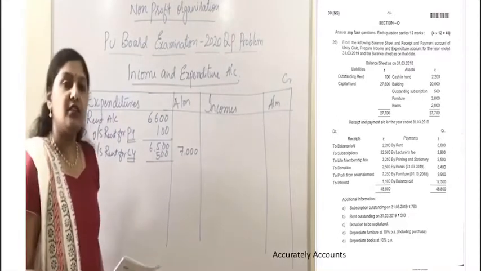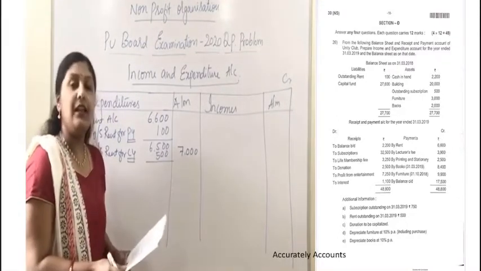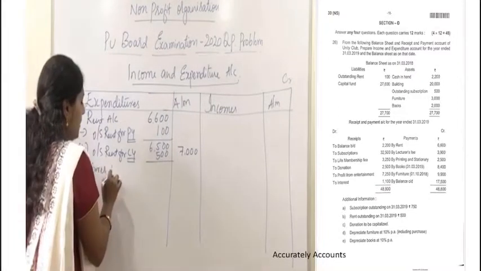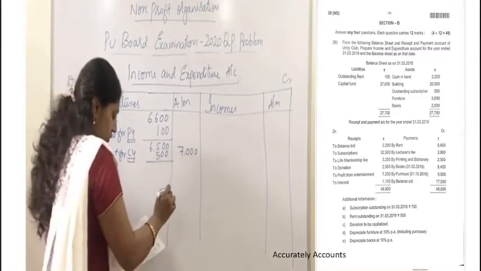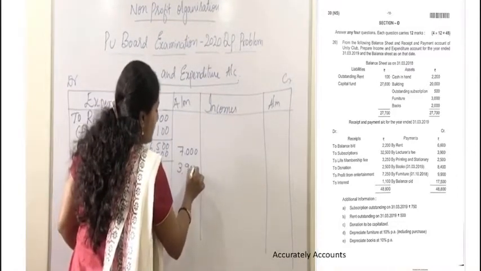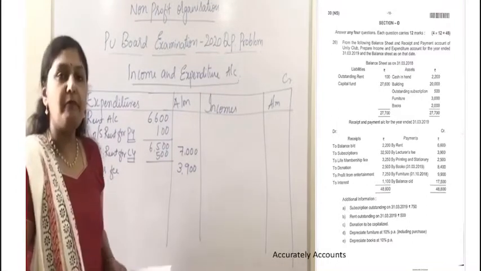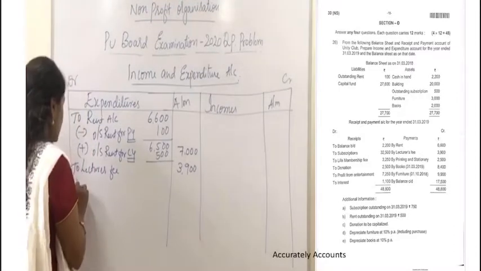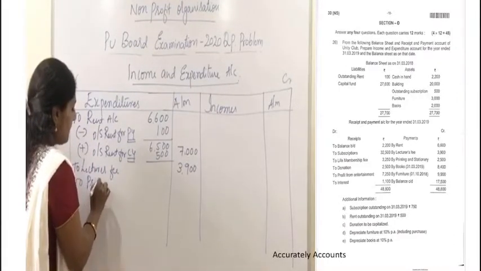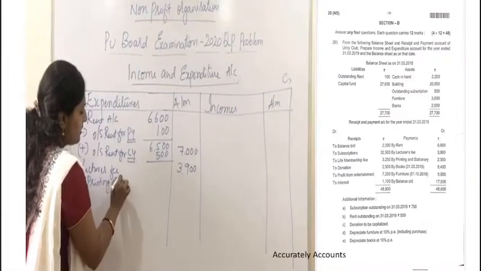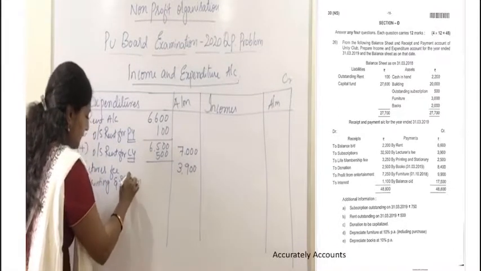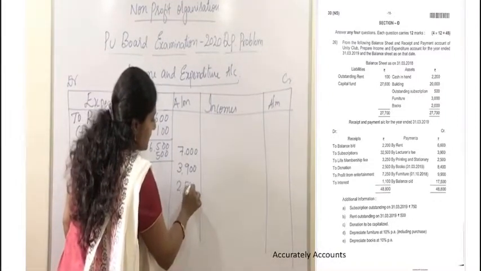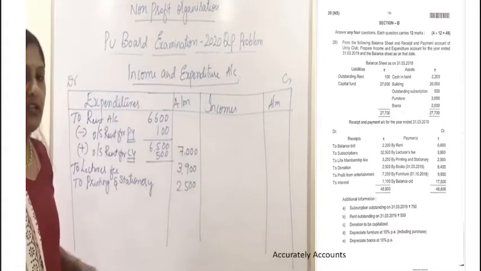So after the rent, the next expense which we can observe in the problem is lecture fees. To lecture fees, basically it is revenue in nature. So the value of lecture fees is 3,900. After that we have printing and stationery, and again the printing and stationery we are treating as a revenue expenditure. So we can consider here To printing and stationery, and the value is 2,500, and there is no adjustment related to printing and stationery, so we can write it as it is.